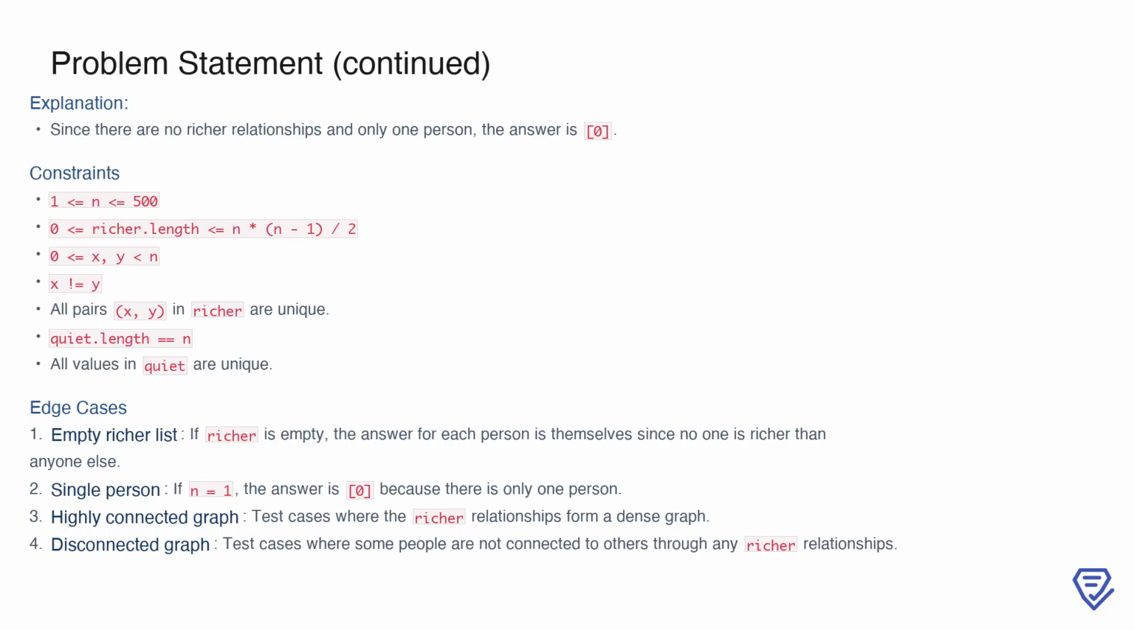The constraints of the problem provide us with important boundaries to keep in mind while solving it. The number of people, n, can range from 1 to 500. The length of the richer array can vary from 0 to n*(n-1)/2, ensuring that all relationships are unique. Additionally, the values x and y in richer pairs are always between 0 and n-1, and x is never equal to y. The quiet array has a length equal to n, and all its values are unique. These constraints help define the problem space and ensure that our solution is efficient and adheres to the rules.